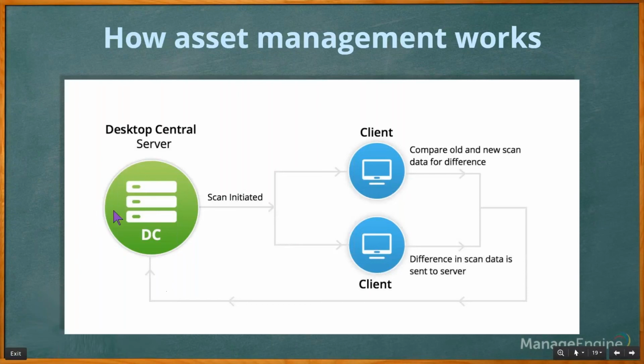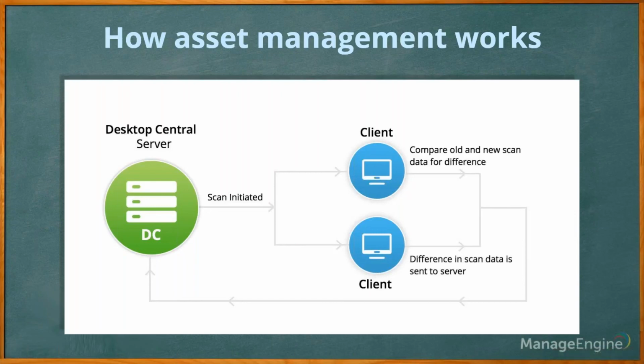The agent has the intelligence to compare the data between the old scan and the new scan and post the difference. This would drastically reduce the bandwidth utilized by the Desktop Central agent for posting the data. That's the main advantage of using differential scan. Do we need to manually initiate an on-demand scan all the time? No, we have the option to schedule the scan as well. We call that a scheduled scan.